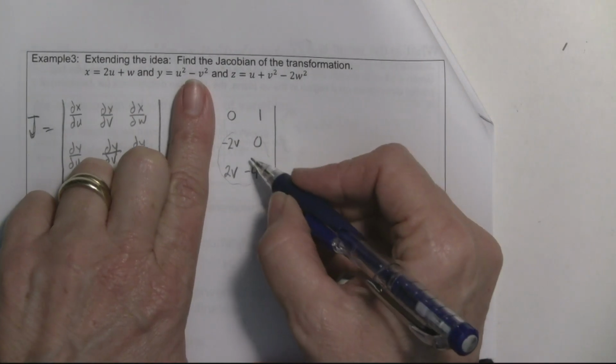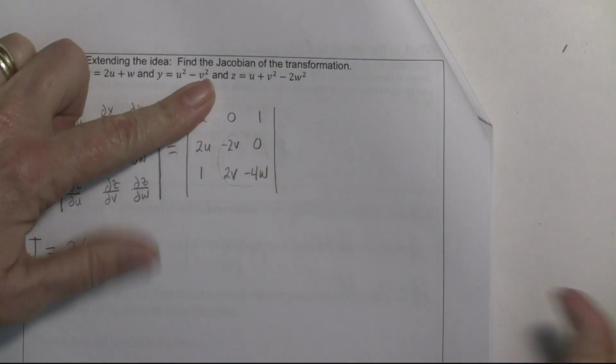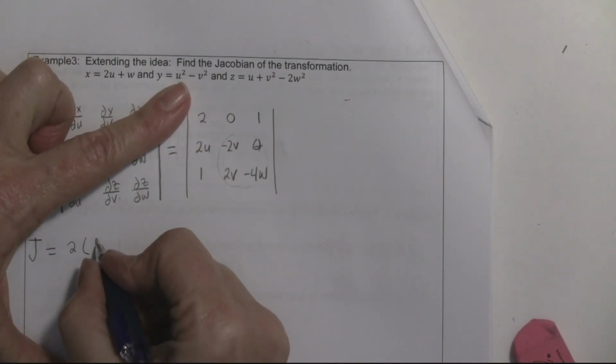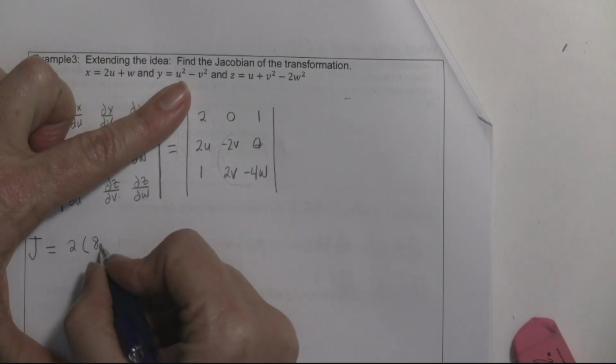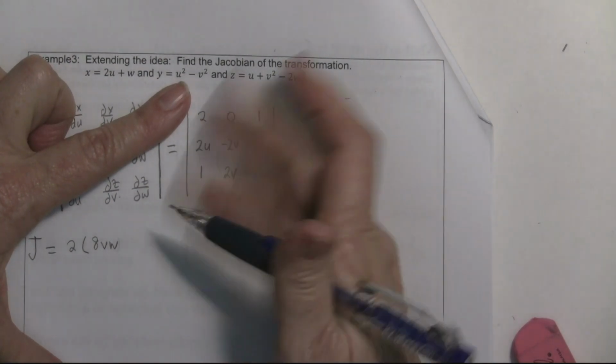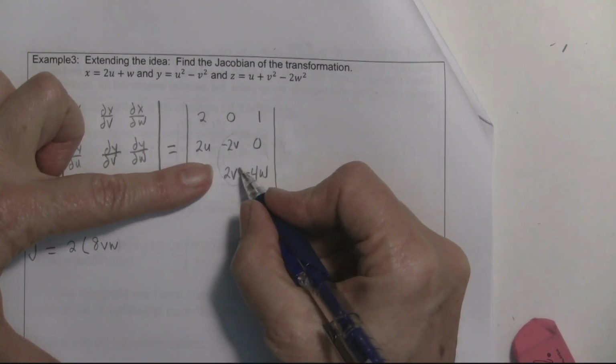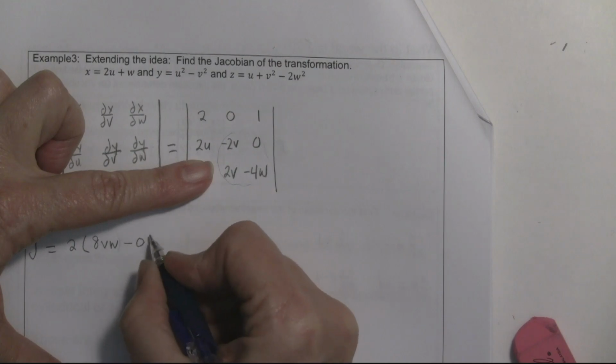So when I multiply these together, I get negative. I better have this be a little bit bigger. A negative times a negative is a positive, so that's 8VW. And then you're going to subtract going back this way, right? Subtract going back this way, so minus and then 0.